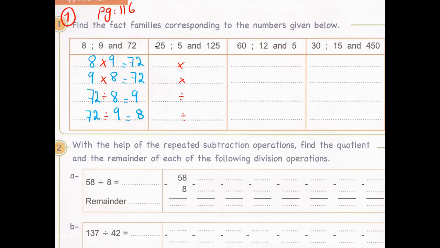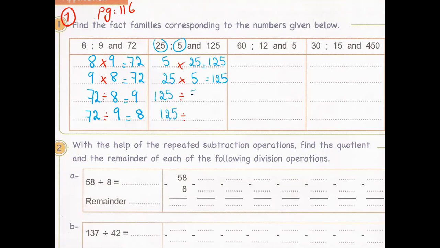The second one, we have 25, 5, and 125. The two smallest numbers are 5 and 25. Now switch them, 25 and 5. Both of them are correct. We can write first 25 times 5 and here 5 times 25, no problem. The answer will be the third, which is 125. Now the answer, 125, we have to start with it in the division.